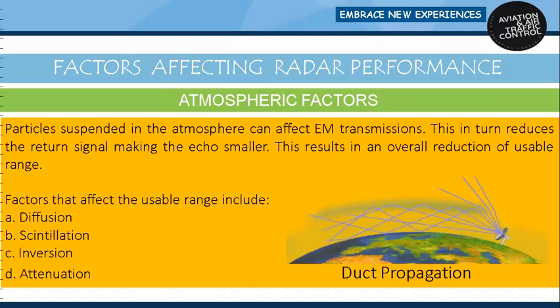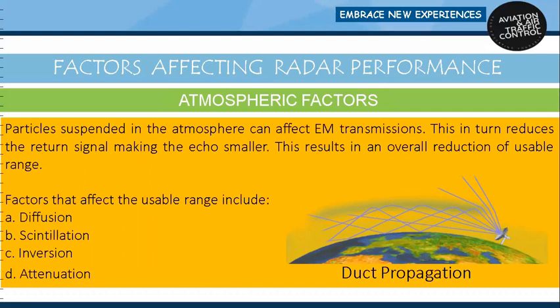Atmospheric factors. Particles suspended in the atmosphere can affect electromagnetic transmissions. Water droplets and dust particles absorb, scatter, or reflect energy, causing less energy to strike the target. This in turn reduces the return signal, making the echo signal weak. This results in an overall reduction of usable range. Factors that affect the usable range include diffusion, scintillation, inversion, attenuation.